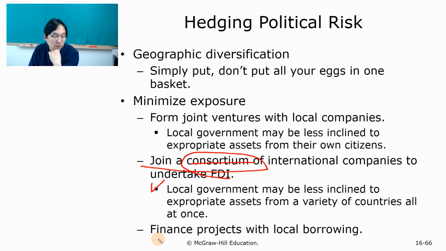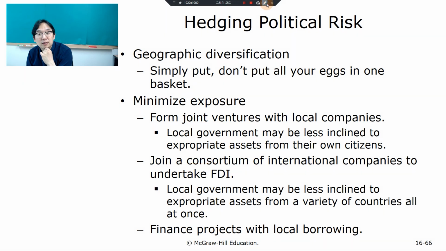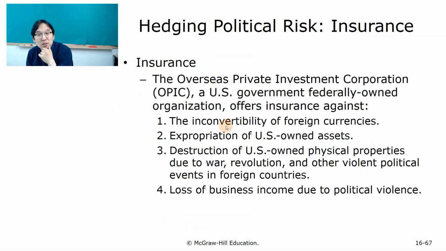Consortium is one idea that you can explore later on. Finance projects with local borrowings. Yes, that's something you can do to manage your political risk. And then another idea of managing political risk is getting insured.